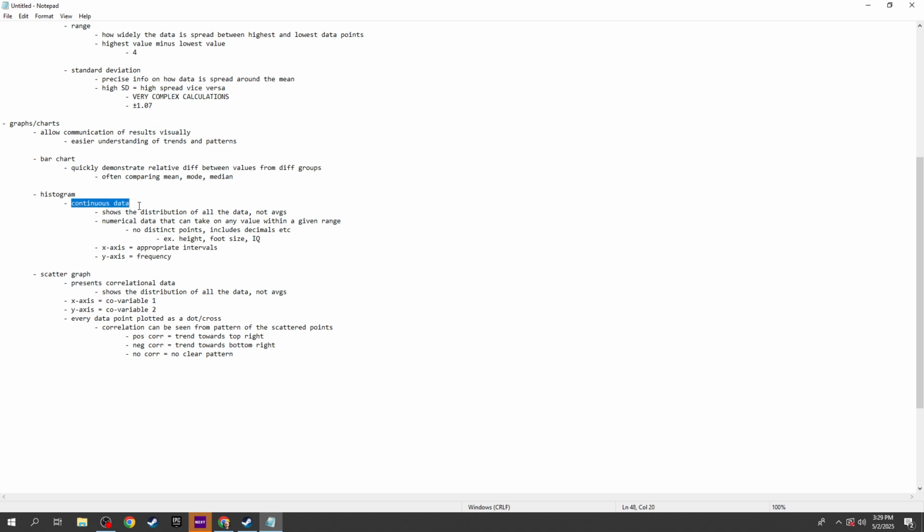Histogram compares continuous data. Continuous data is numerical data that can take on any value within a given range, for example, and it has no distinct points, and usually will include decimals or something like that, right? For example, height, right? Height doesn't have a distinct point. People don't all fit into like 10 different types of height, right? That's not how it works. We all have completely different types of height, down to the molecule, right? Same with foot size or IQ or whatever. So, that's what continuous data is.